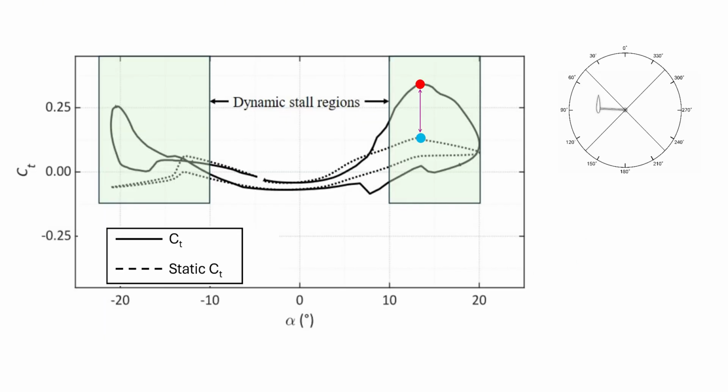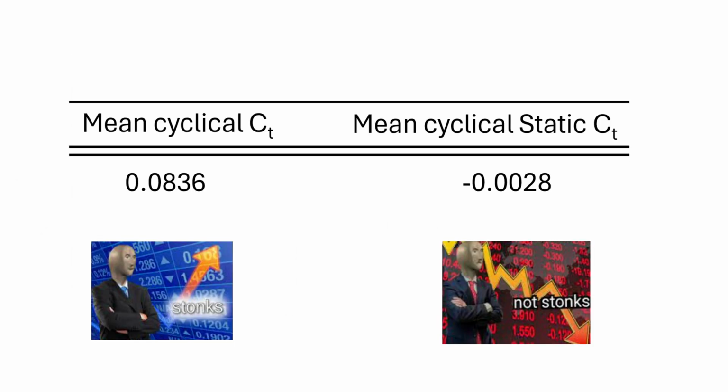Coming back to the comparison between the dynamic and the static thrust coefficient, you can clearly observe in the dynamic stall regions here that the dynamic thrust coefficient is typically always larger than the static thrust coefficient. Only in some locations is the dynamic thrust coefficient smaller, and these regions tend to be the regions where the dynamic stall vortex has detached. In fact, if we were to take the average dynamic thrust coefficient and compare it to that of the average static thrust coefficient, we will find that the average dynamic thrust coefficient is positive, very positive in fact, while the average static thrust coefficient value is negative.